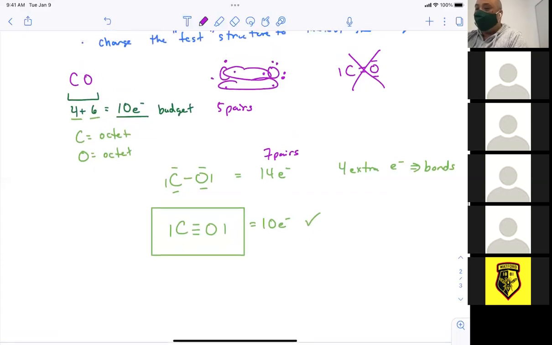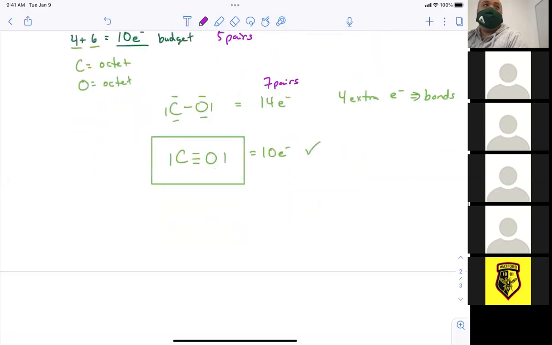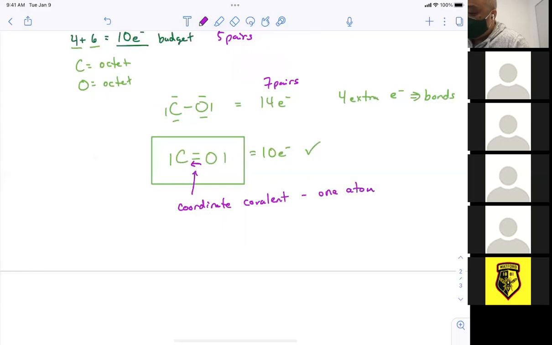So you see how in purple, you're not going to get that structure, but you will get here, because what the purple doesn't tell you is that one of these bonds is coordinate covalent, which means that one atom donates both electrons to the bond. Carbon doesn't have enough electrons to be able to bond sufficiently to get an octet.